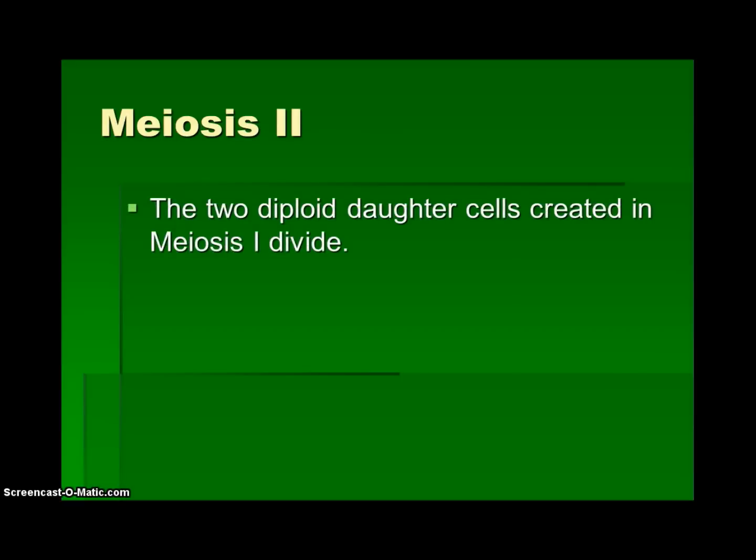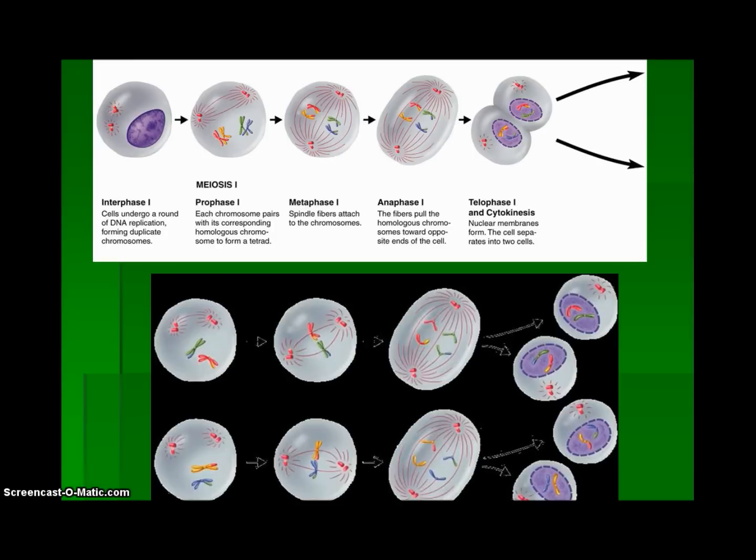In meiosis 2, the two daughter cells created in meiosis 1 then divide, producing 4 haploid daughter cells. So here's meiosis 1, and then meiosis 2 starts here. And they start to separate, so we end up with 4 cells at the end.